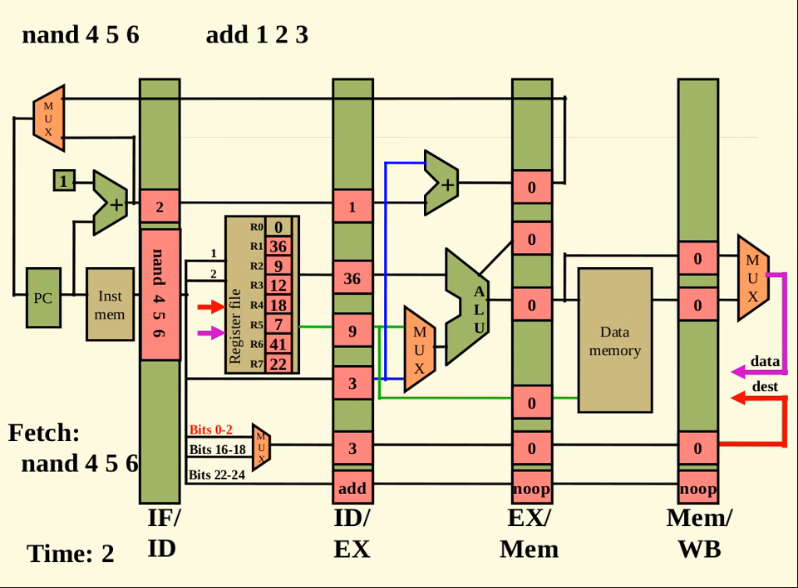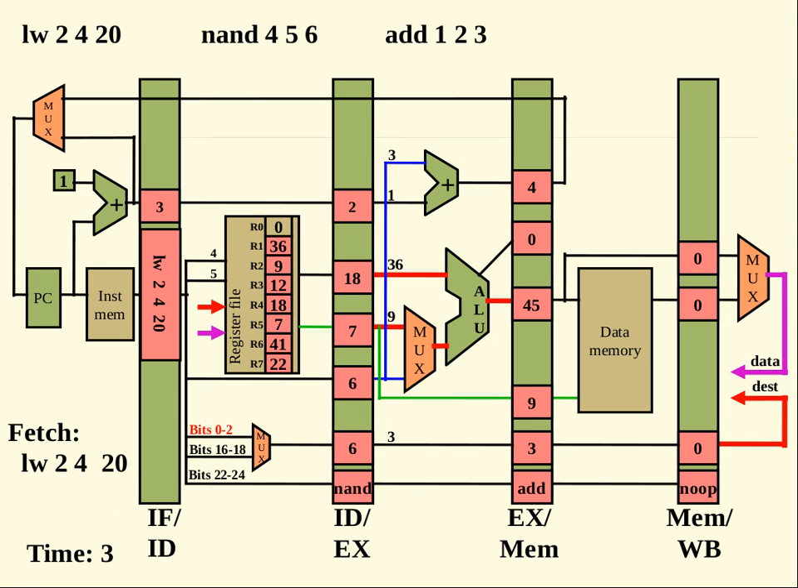While that instruction is being decoded, we have decided to fetch the next instruction, which is a NAND, NAND 4, 5, 6. And the PC plus 1 is 2. Why is that? Because you added one. All right, we're doing great. Okay, next instruction.